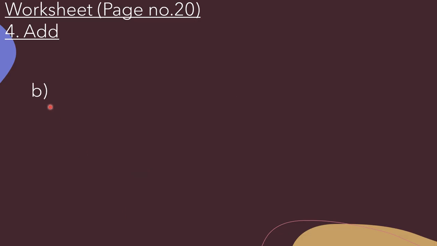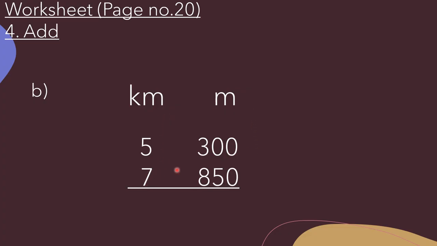Now in B part, kilometer and meter is given, okay. 5 kilometers 300 meters and 7 kilometers 850 meters. Now we have to add both the numbers. So here we will start from our right hand side. 0 plus 0, that is equal to 0, and 0 plus 5, we will get the same number, that is 5 here. So we'll write 5.